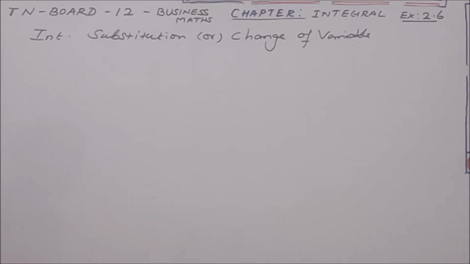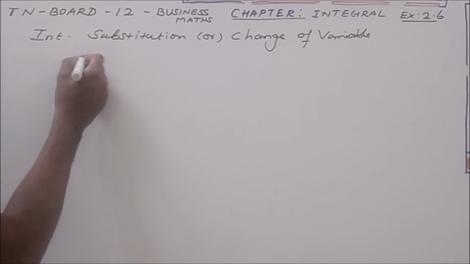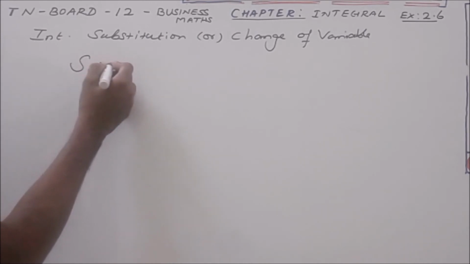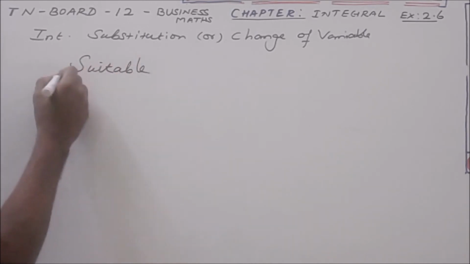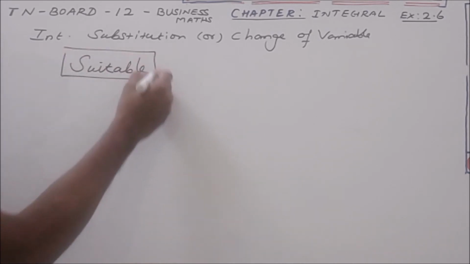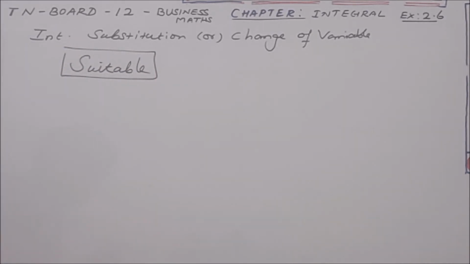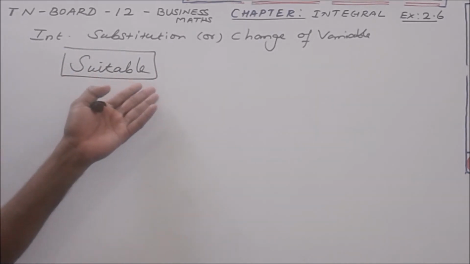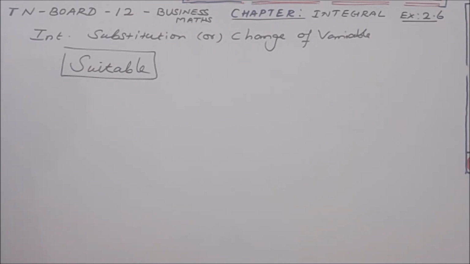by substitution. Here the suitable substitution is very, very important. We cannot substitute all the things. We should substitute suitable things to take the substitution. For that only you can complete the problem easily. You can easily understand by doing 1 or 2 problems.